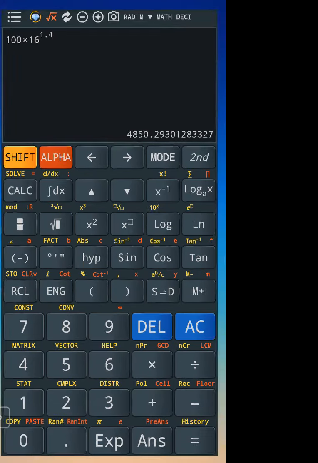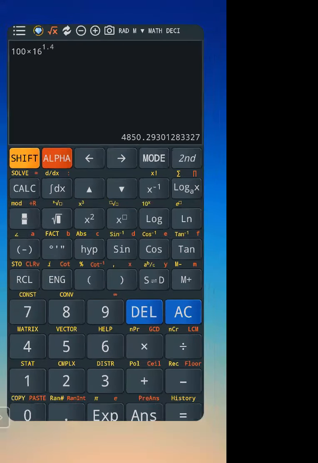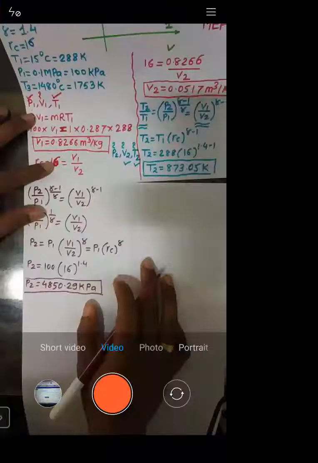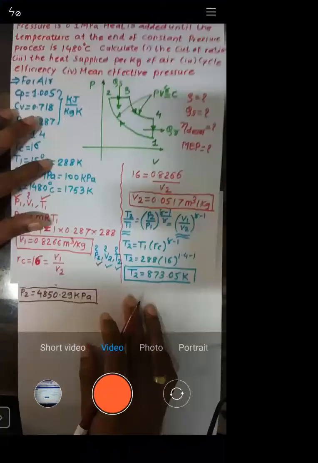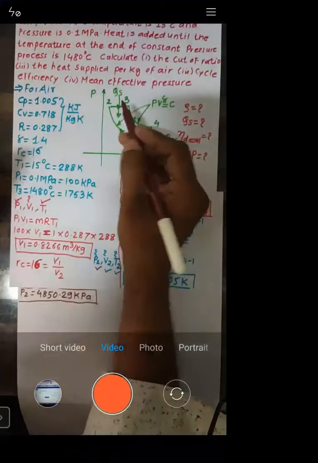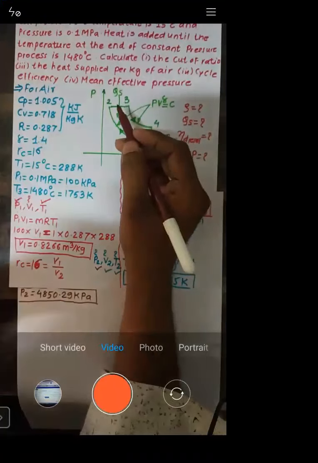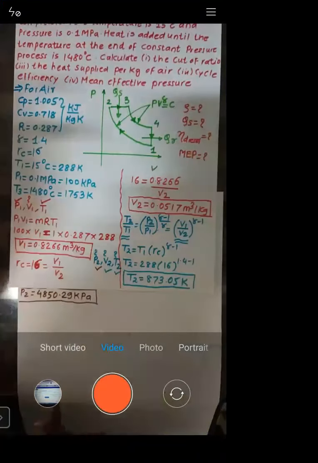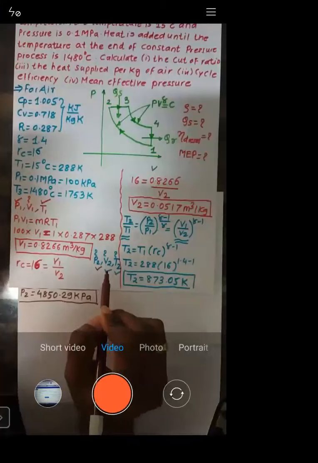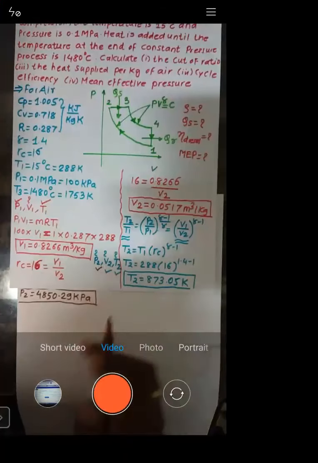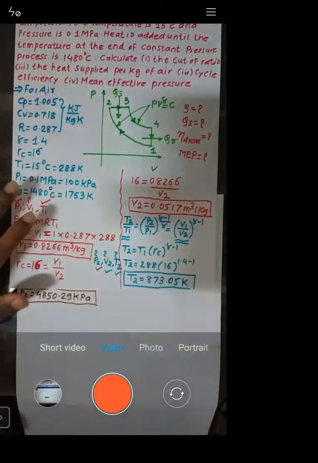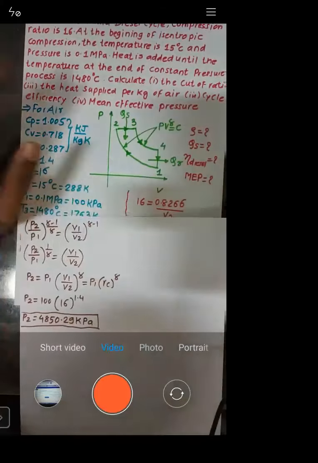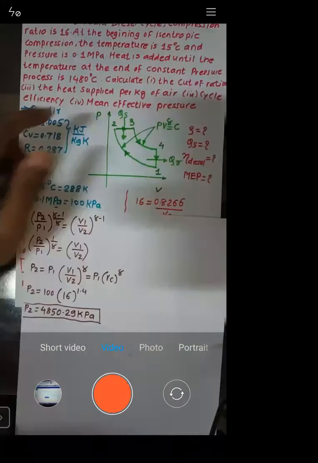So P2 now, right? See, the value of P2 we got. Now what they're asking is to calculate rho, the cutoff ratio. So with point number 2 we have finished everything. V2 we have calculated, T2 we have calculated, P2 we have calculated. There is nothing left to calculate at state number 2. Now let us move to point number 3.